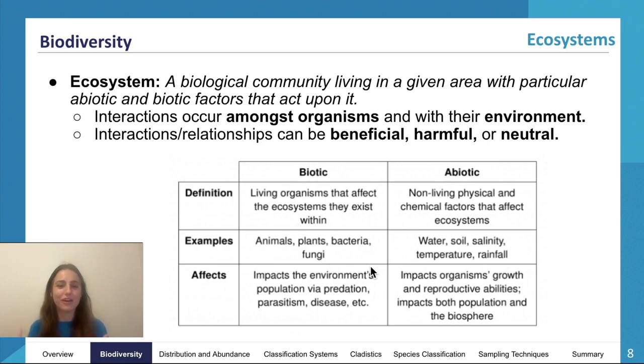It's a pretty big oversight to just say that it's a bunch of organisms living together, because there are so many interactions that occur within them. What makes them even more complex is the fact that these interactions have a range of effects. Some of them are beneficial, some are harmful, and some are neutral. And you might be able to think off the top of your head what might be a harmful, neutral, or beneficial interaction.